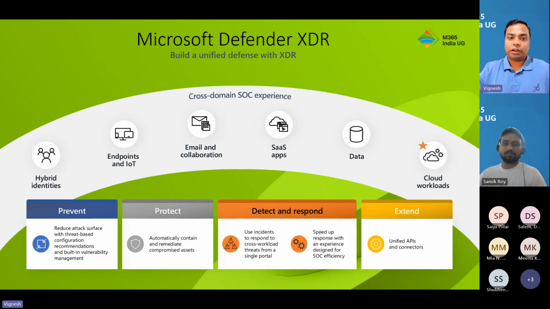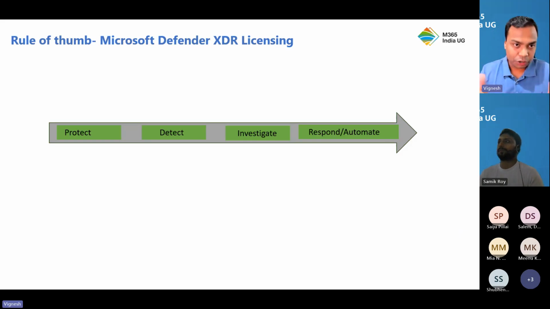Now that we have understood what Microsoft Defender XDR is, and I feel like I'm sounding like a broken record because I've been trying to help you understand this for quite some time, let's shift gears and try to understand the licensing. So the rule of thumb when we talk about Microsoft Defender XDR licensing: these are the four core capabilities, protect, detect, investigate, and respond. And with respond, you also get automate. These are the four core capabilities which any XDR offers, and this is how Microsoft has made the licensing for this product.